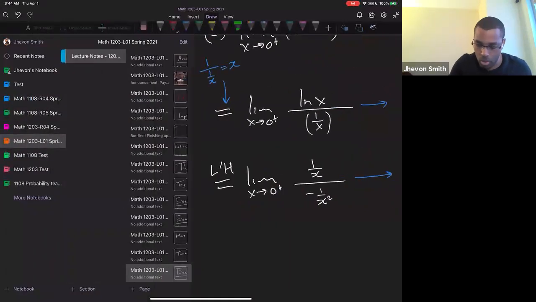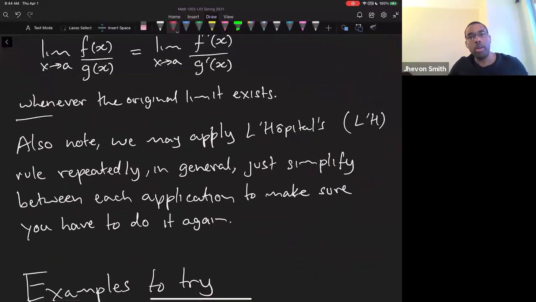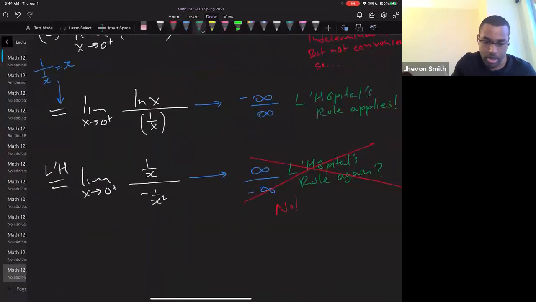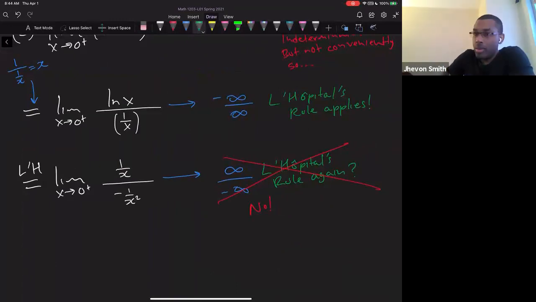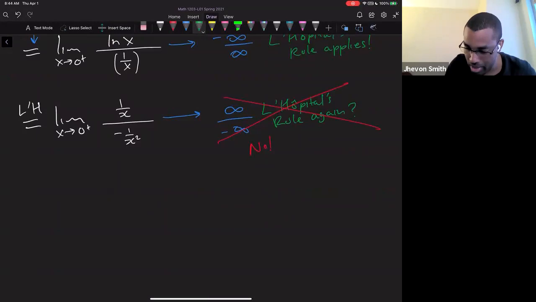So this is not what we would do, because last time Jhevon told us you may apply L'Hopital's rule repeatedly, but simplify between each application to make sure you have to do it again. Because we know how to study, and all these little things that Jhevon tells you in between the examples is where the real gold is. Before checking if L'Hopital's rule applies again, I should simplify. So I wouldn't even think of doing this yet.